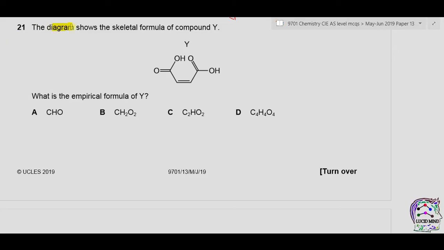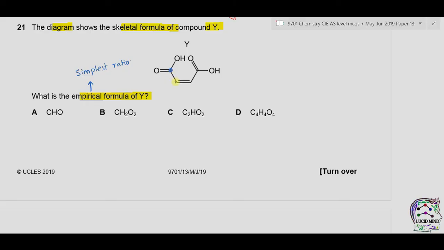Question 21. The diagram shows the skeletal formula of compound Y. What is the empirical formula of Y? Now empirical formula shows simplest ratio of atoms present. Let's find out the number of atoms.